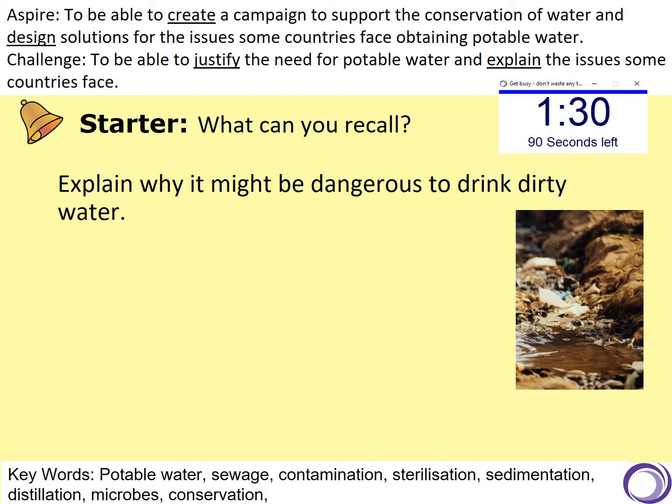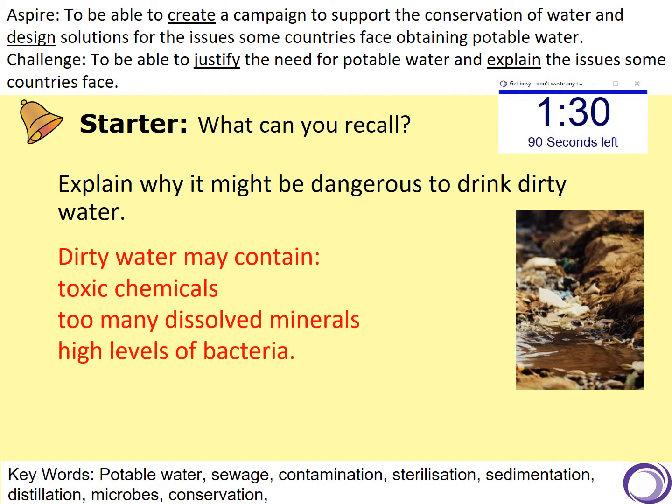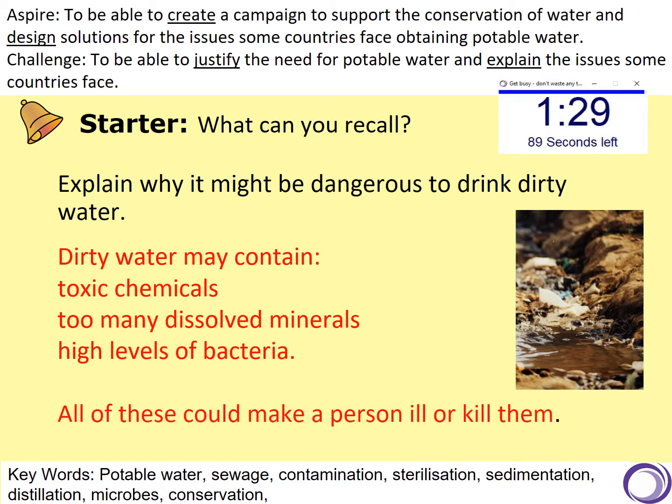Okay, hopefully you've got some good ideas written down there. The key points that you need to be thinking about when we think about the dangers of drinking dirty water is that dirty water may contain any of these things: toxic chemicals, which could be poisonous and make you ill or actually kill you; too many dissolved minerals, which again can lead to illnesses and ultimately, if not treated, can cause death; and finally, high levels of bacteria. And if those bacteria cause specific diseases, again, you can become very ill as a result of drinking that dirty water and possibly die. So they could all make you ill or possibly kill you.